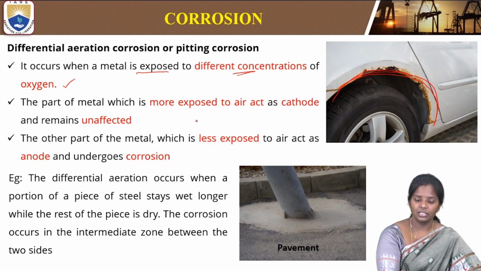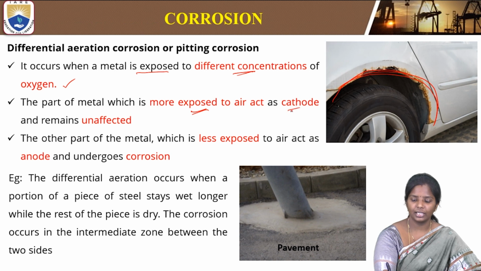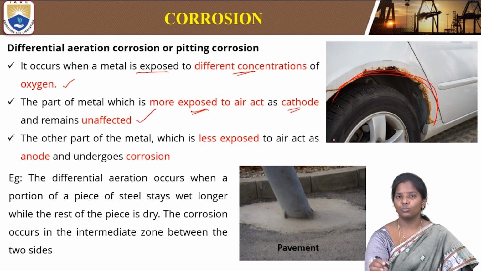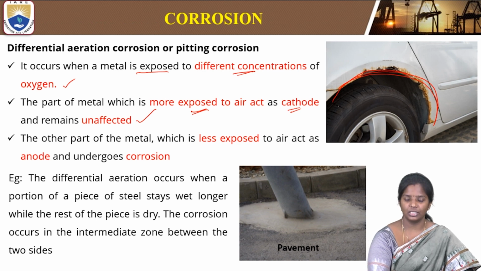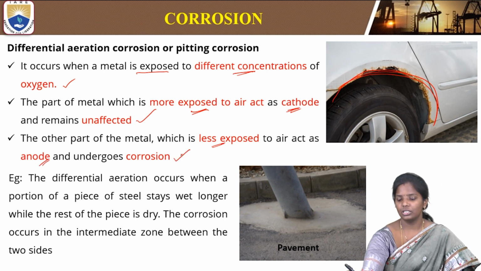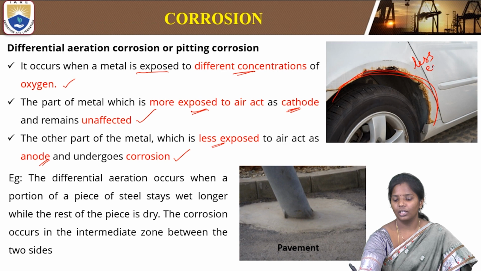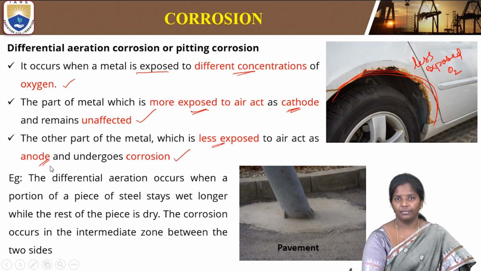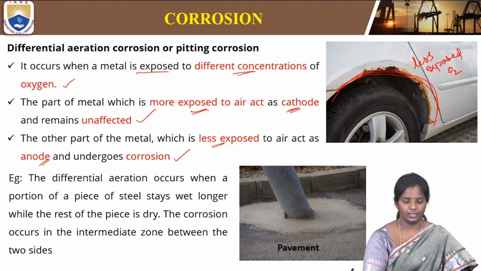The part of metal which is more exposed to air will act as cathode. For example, beneath this tire it is more exposed to air or oxygen, so it forms cathode and remains unaffected. But the other part of the metal which is less exposed to air or oxygen acts as anode and undergoes corrosion. So oxidation will take place and corrosion occurs.